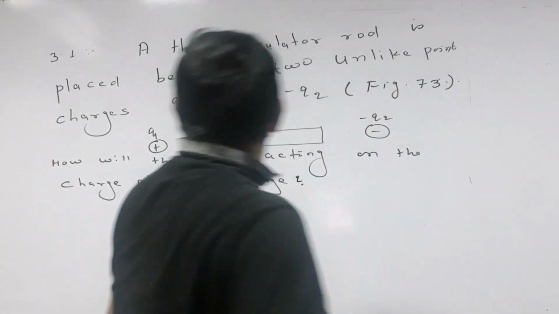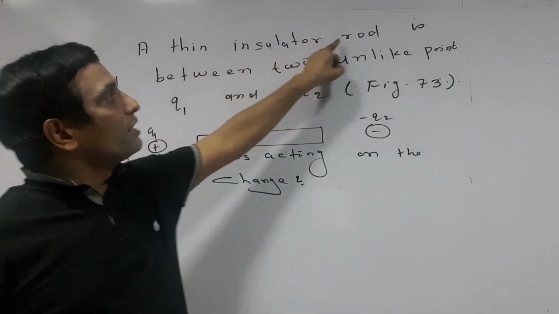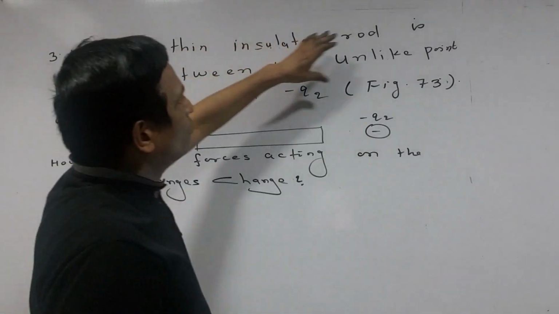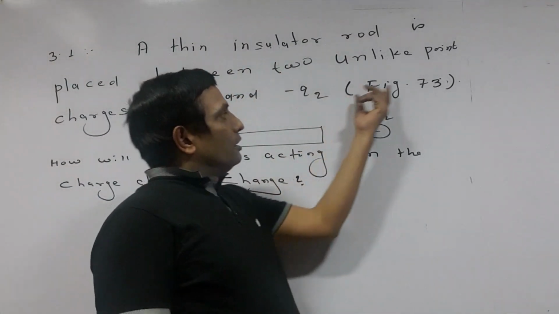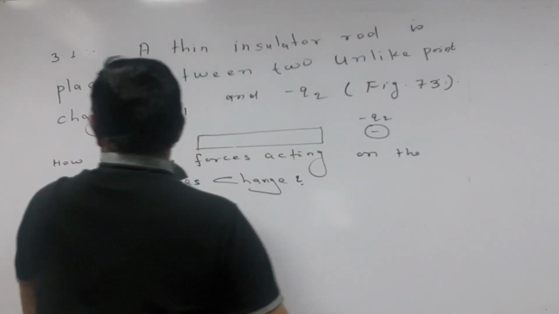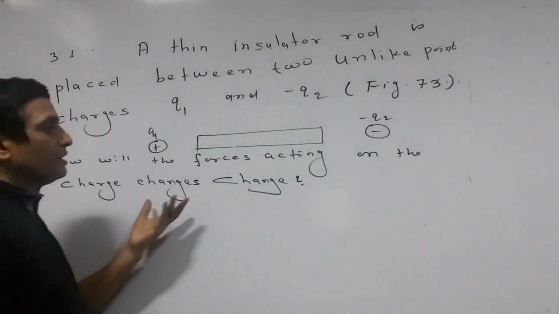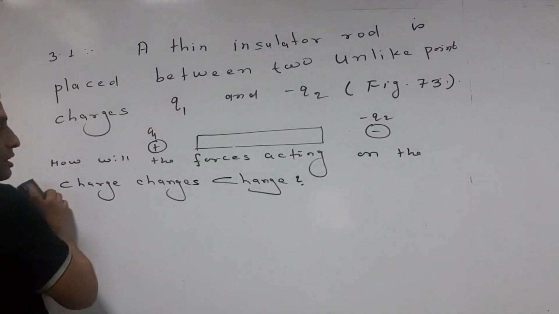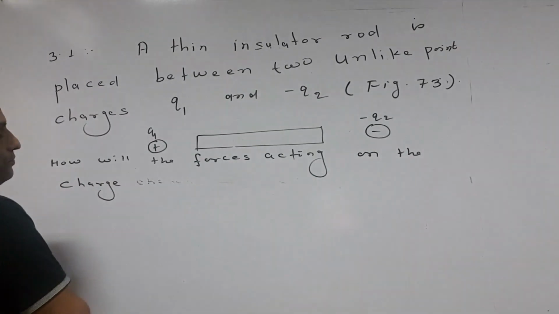The question is 3.1. A thin insulator rod is placed between two unlike point charges Q1 and Q2. The figure is given here. How will the forces acting on the charges change? This is the question.